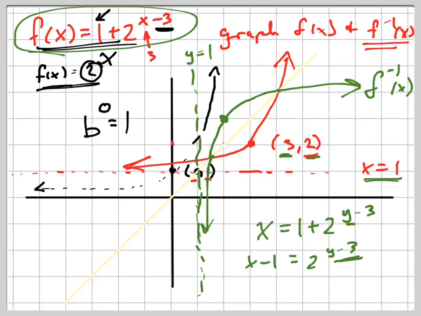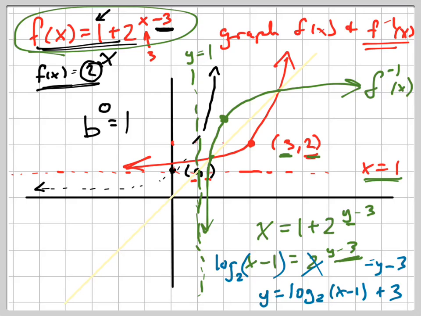I take the log of both sides. Let's go ahead and take the log base 2, because then this will just go away, right? The log base 2 of x minus 1 equals y minus 3, and now add 3 to both sides. So y equals the log base 2 of x minus 1, plus 3. Hey, look at that. That had been a positive 1, now it's a minus 1. That had been a minus 3, now it's a plus 3. That's not a coincidence.